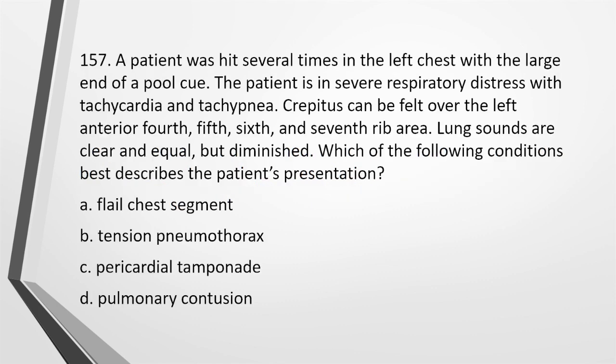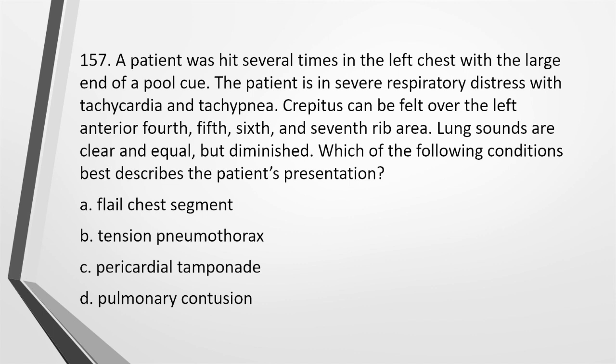157. A patient was hit several times in the left chest with the large end of a pool cue. The patient is in severe respiratory distress with tachycardia and tachypnea. Crepitus can be felt over the left anterior 4th, 5th, 6th, and 7th rib area. Lung sounds are clear and equal, but diminished. Which of the following conditions best describes the patient's presentation?